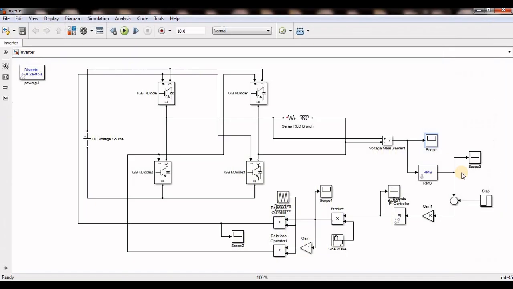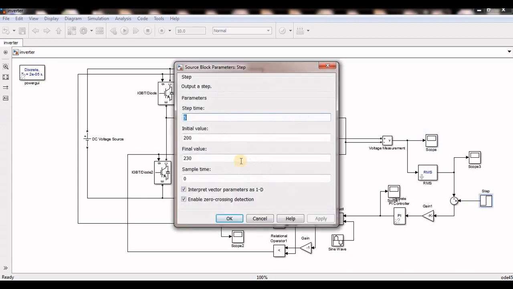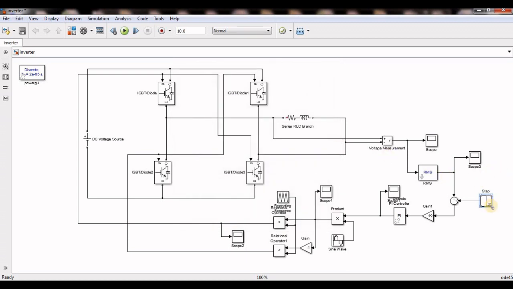This we can clearly observe if I make my reference 100. Instead of 230, now I am decreasing from 200 to 100. From 200 to 100 it will reduce. In that case we can clearly observe the pulse width, because the pulse width will now reduce. At 200 my pulse width is more compared to the pulse width at 100 volts. In this case we can clearly observe the pulse width.